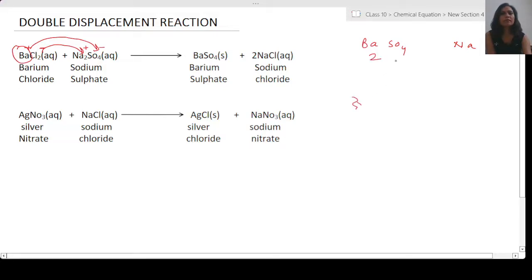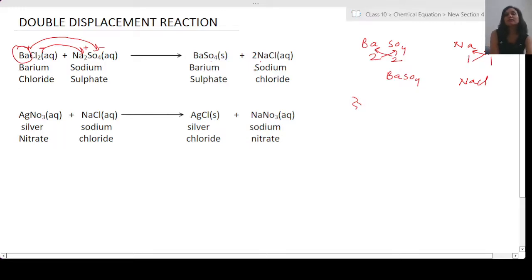Okay, so barium valency is 2, SO4 is also 2, so this 2 will go to barium, this 2 will go to SO4. So when valencies are the same, they are never shown, so they will form BaSO4. Now Na valency is 1, Cl valency is 1, this one will go to Na, this one will go to Cl, it will form NaCl. So thus the compounds BaSO4 and NaCl will be formed.